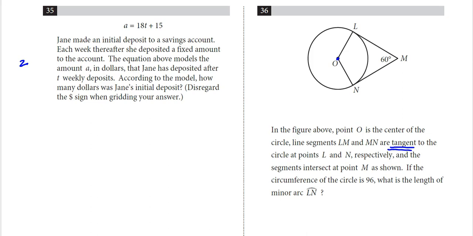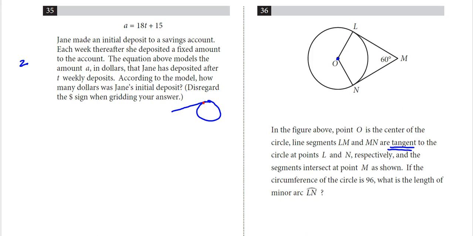That's very important. So remember, tangent kind of means that if I have a circle and a line comes up and just kisses it, just nicks it at exactly one point, that's what it means to be tangent. And it's tangent at L and N, and the segments intersect at point M. So we have a kite looking thing up there. If the circumference is 96, what is the length of the minor arc?